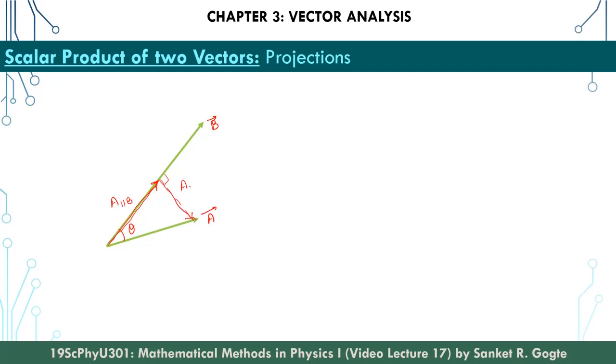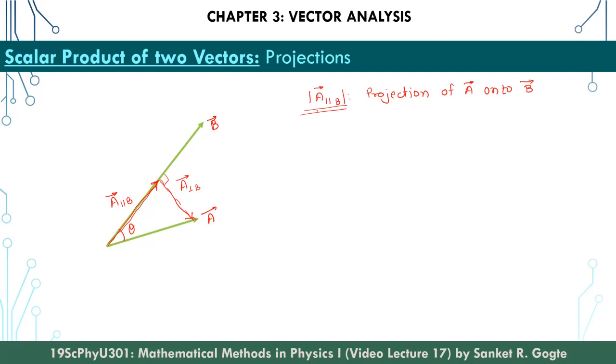Let me denote that by A perpendicular to B. Both are vector quantities, and then magnitude of the component which is parallel to vector B is called the projection of vector A onto vector B. Now note that this projection is always a scalar quantity. We are considering magnitude or length of the component of A which is parallel to B.